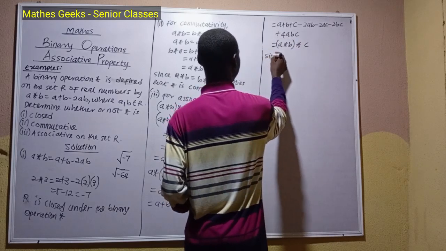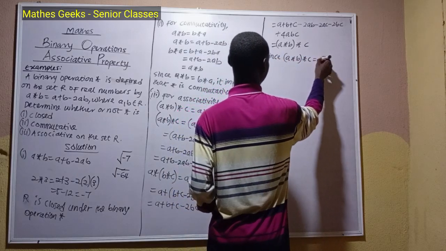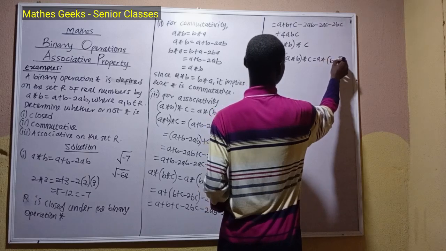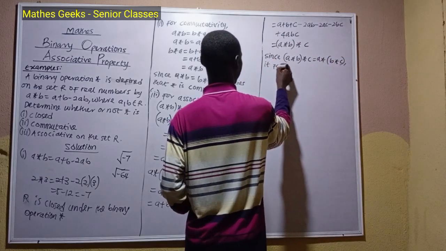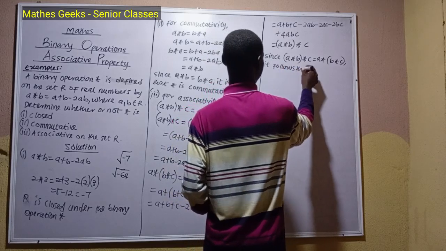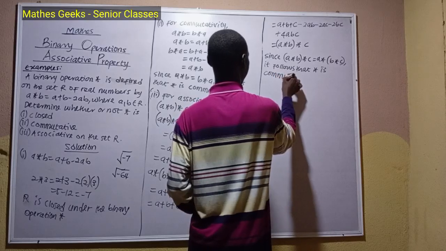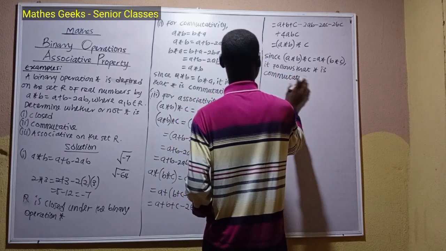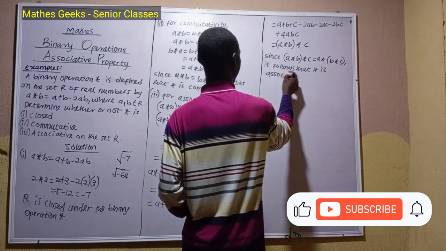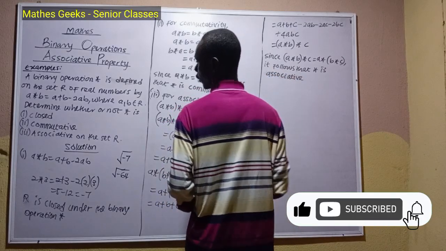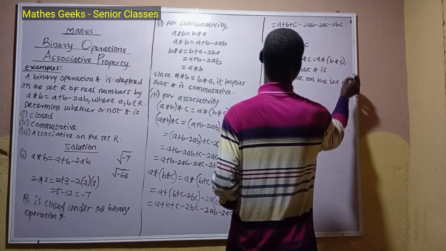So we say since A star B, star C is equal to A star, B star C, it follows that star is associative. Star is associative on the set R.